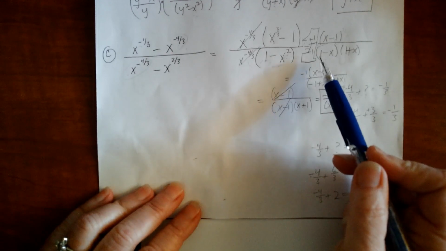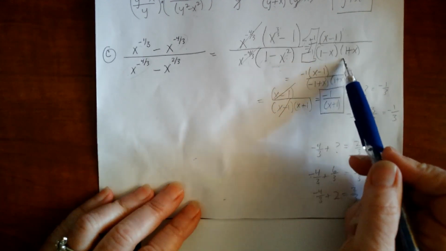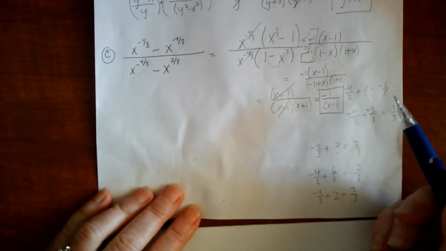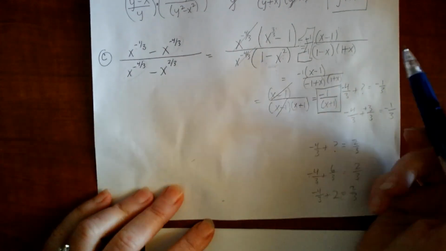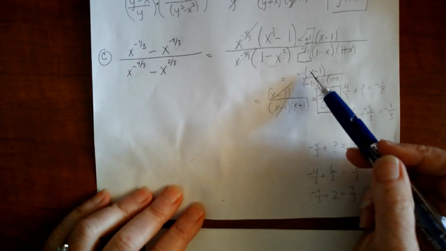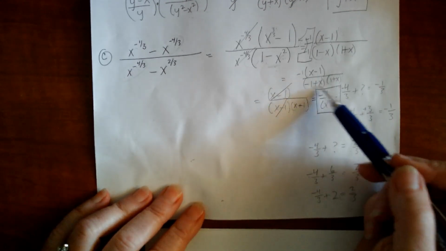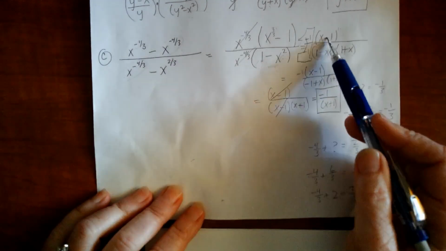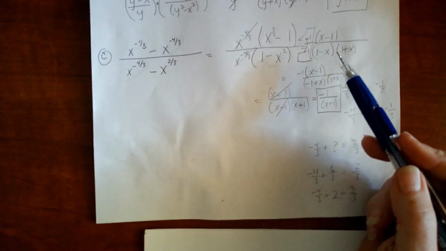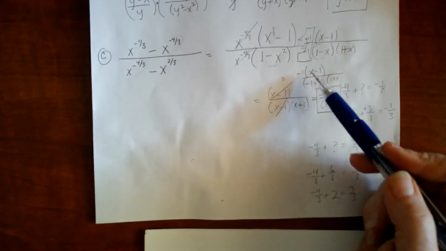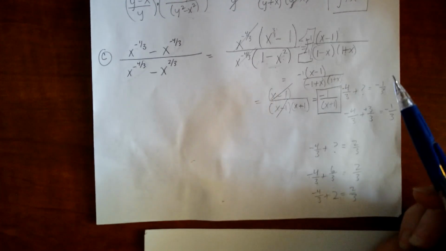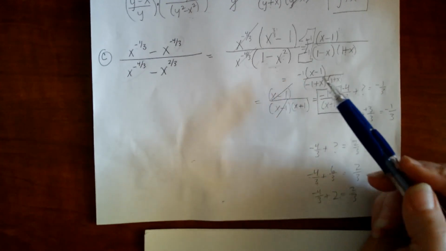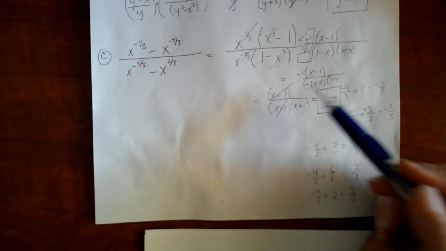So now I've got 1 minus x and 1 plus x, and then just to make it even a little harder on you, it wasn't really ready for me to cancel anything out, because up here it's not really ready to cancel anything out. So I had to multiply on the top and bottom by a giant 1, negative 1 over negative 1.